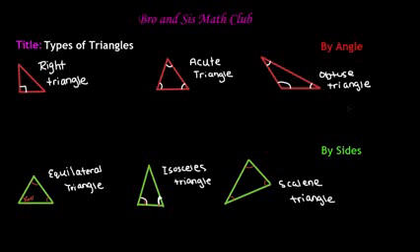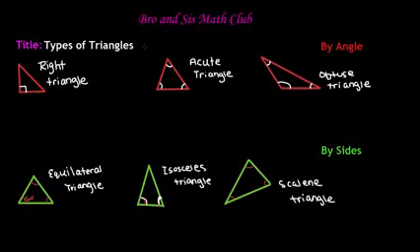Today we'll be learning about the different types of triangles. So the triangles are distributed into two categories. The first one is based off of the angle and the next one is based off of the lengths of the sides. So each of these has three basic triangles, okay?